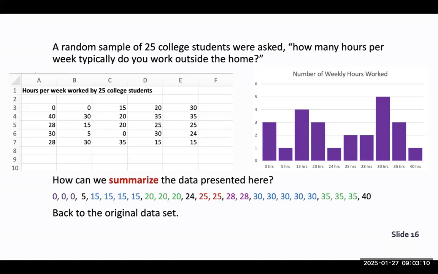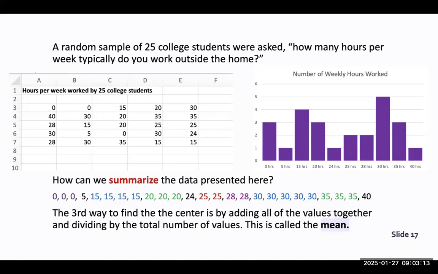There's one more way to find the center of the data set, and that is called the mean. And this is actually the most common way to find the middle of a data set when you have numerical data. What you're going to do to find the mean is add up all of the data values together, and then divide by how many data values are present. By the way, this is usually referred to as the average. Whenever you see the average, they mean they use the mean to calculate the average.